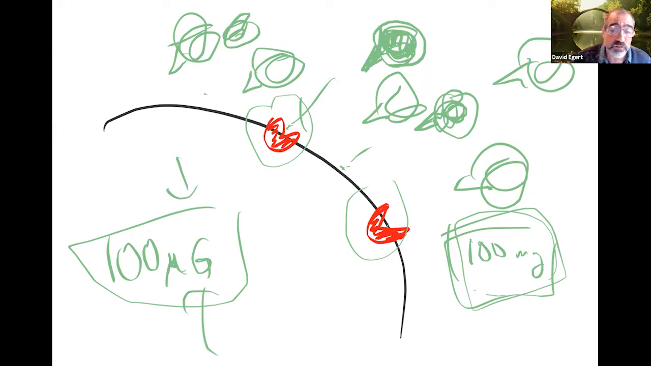So there are different things that happen with tolerance, but one of the simple things is just down regulating receptor density. So you need more of the drug in the system to have the same effect, because there are fewer locks for the keys to fit into.